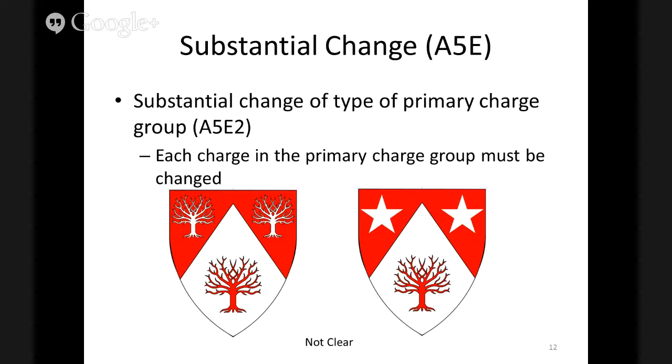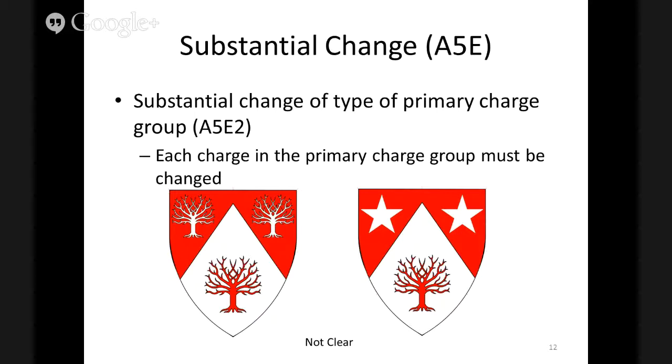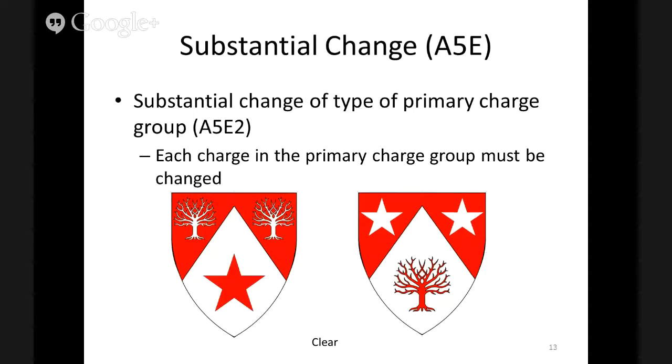Three trees. Okay, what's the primary charge group on the right? Two mullets in the tree. Okay, have we changed every charge? No. Not clear under this rule. We've got to do something else. How about now?